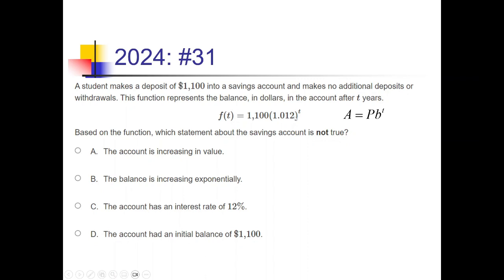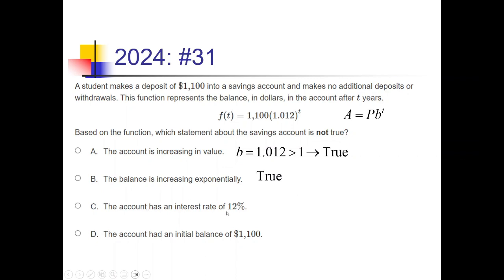So fortunately, in this savings account, the account is increasing in value. That would be kind of a sad savings account if you were losing money each time. So because this b value of 1.012 is greater than 1, we can say that this is a true statement. We are growing. And we just said this was an exponential function, so if we're increasing, we are increasing exponentially.